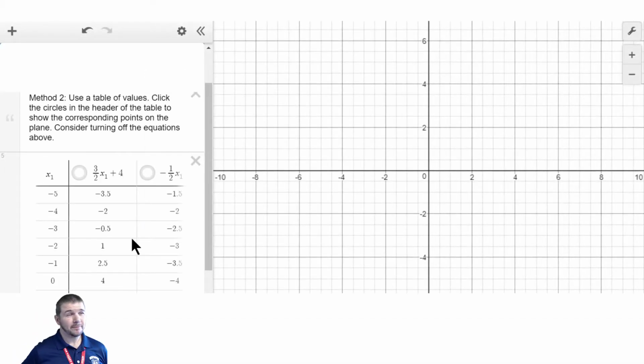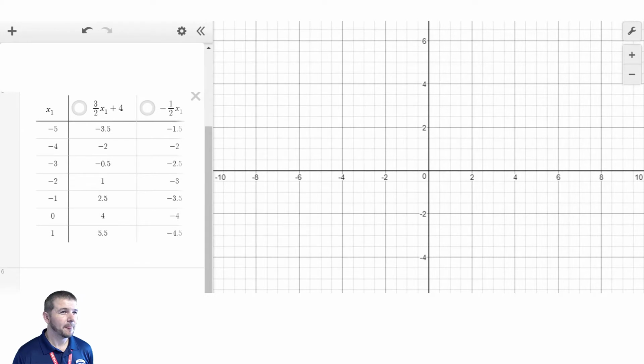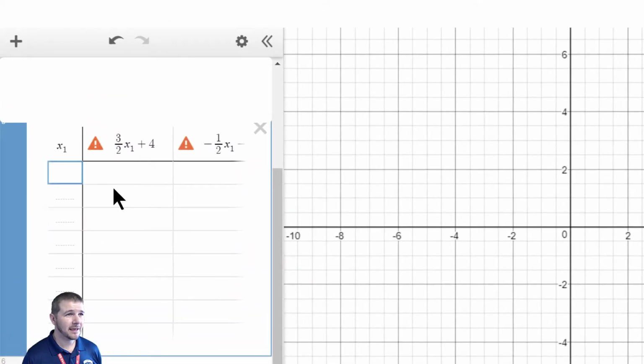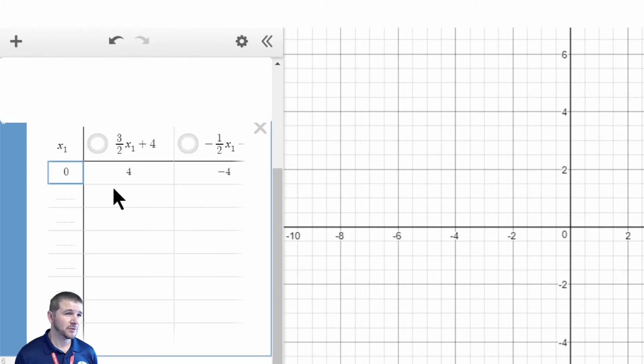You can also create a table in Desmos. We can see method 2 here shows a table. I shut off the equations from above, and it works really similarly. First, you rewrite the equations in slope-intercept form, and then you add the expressions, set equal to y, as column headers, and plug in input values, allowing Desmos to calculate the output values for you. You might want to start with one that we commonly use first, because 0 is pretty easy to work with, and we find that our first equation equals 4 when x is 0, and our second equation equals negative 4 when x is 0.